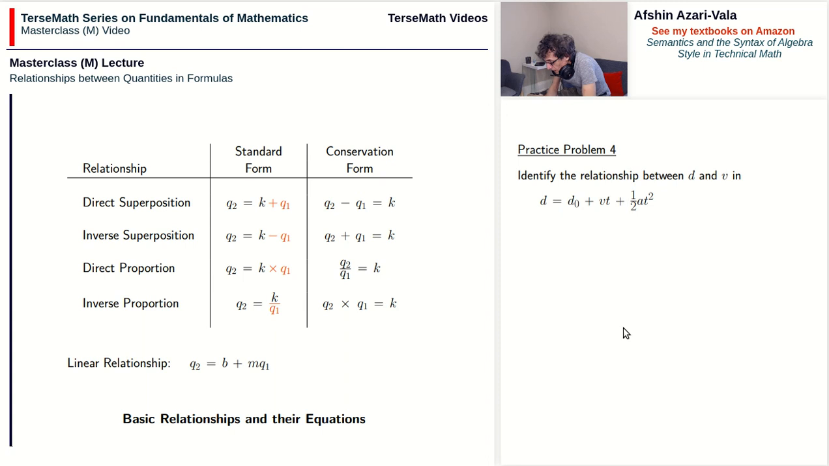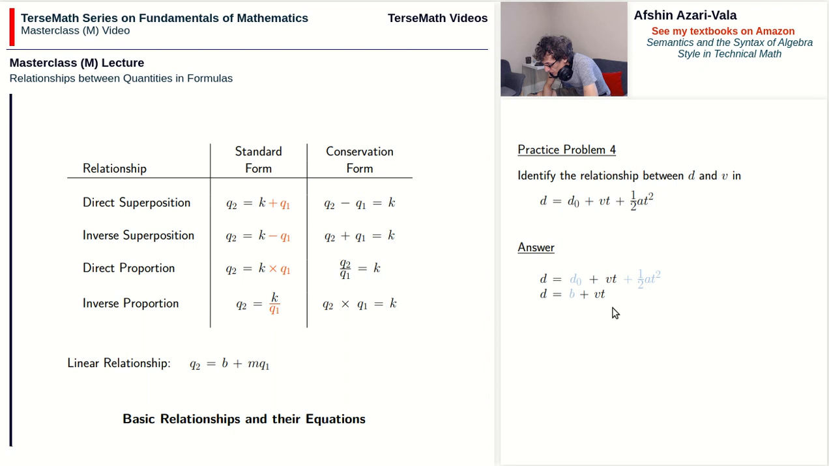Problem number 4. Identify the relationship between d and v in this more general formula, d equals d0 plus vt plus 1/2 at squared. The final term takes care of the situation when you may speed up or slow down as you travel. We take the terms that don't have the unknown v and turn them into a constant. That would be d0 and 1/2 at squared. d0 plus 1/2 at squared turns into a constant.